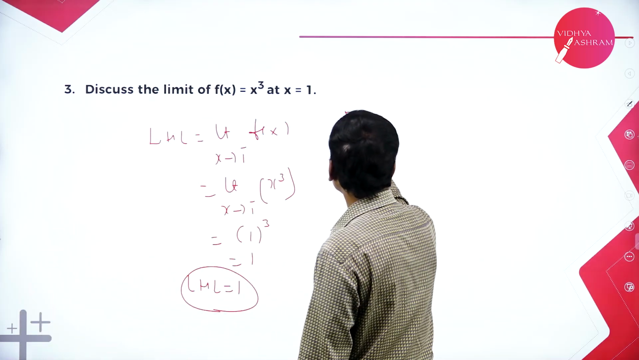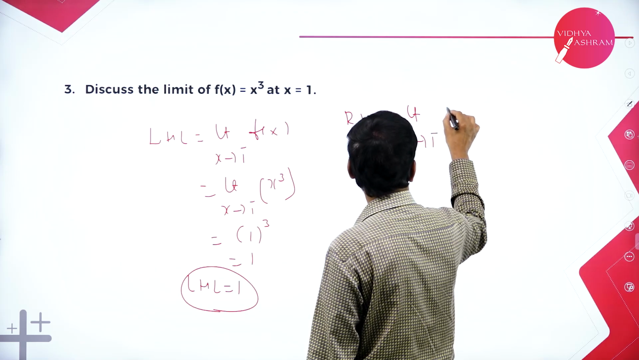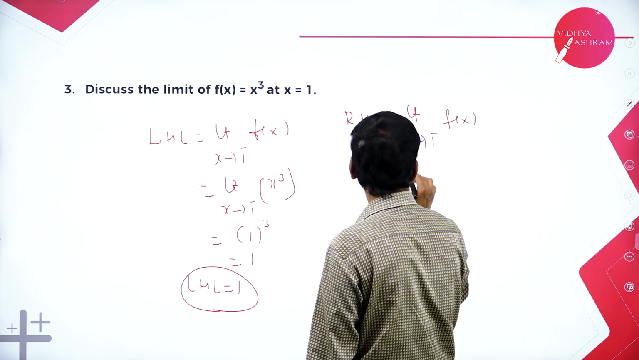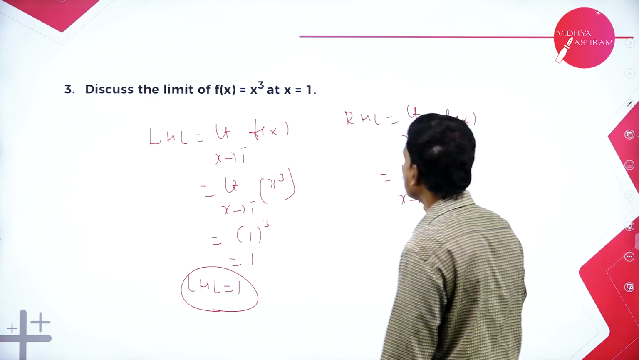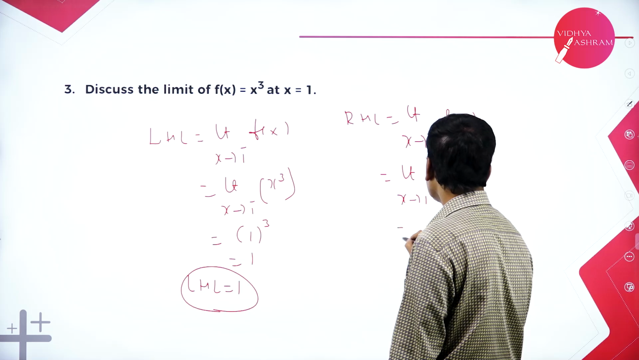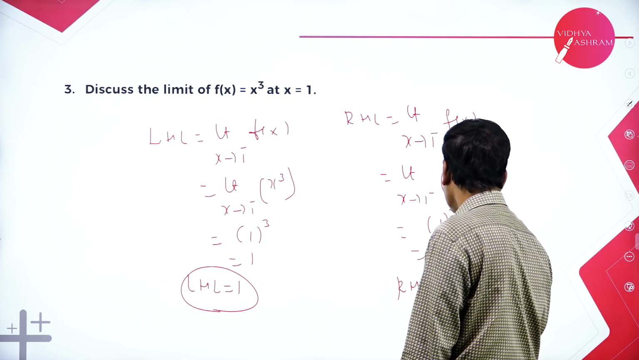Similarly, the right hand limit is equal to limit x tends to 1 plus f of x, that's equal to limit x tends to 1 plus of x cube. So that's equal to 1 cube is equal to 1. The right hand limit is also equal to 1.